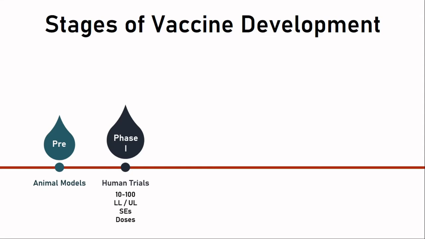The number of people getting vaccinated in this trial is less than 100. The LL and UL represent the lower limit and upper limit. So how much of the vaccine to be administered: not too low, so that it has its effect, but not too high, to avoid adverse side effects. This has to be studied in phase 1. Then we look for side effects, what kind of side effects we get, and we need to standardize the doses.